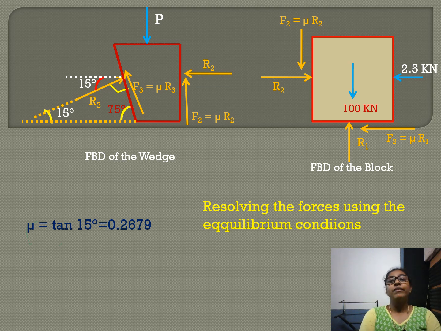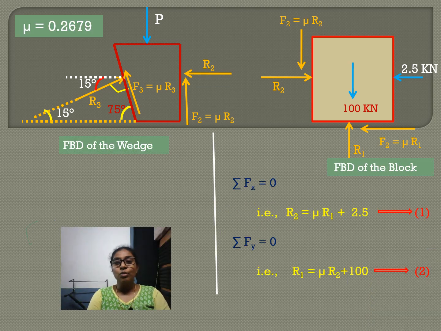First of all, we will resolve the forces for the block. For the block, we take the equilibrium conditions, sigma Fx is equal to 0 and sigma Fy is equal to 0. When we take sigma Fx is equal to 0, we get R2 is equal to 2.5 plus mu R1. That is, the summation of all the horizontal forces is equal to 0. When we take sigma Fy is equal to 0, we get R1 is equal to mu R2 plus 100.